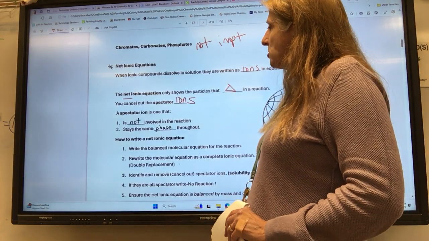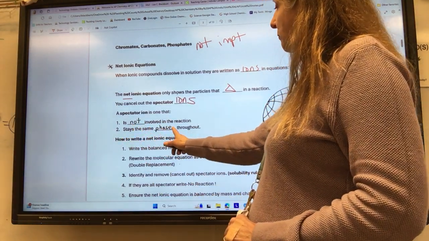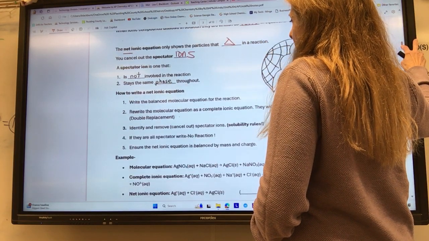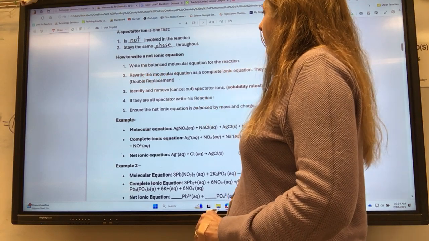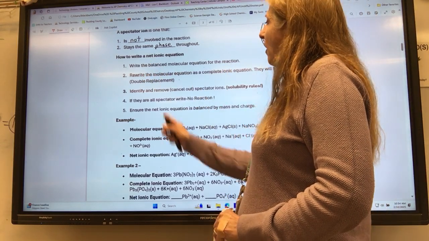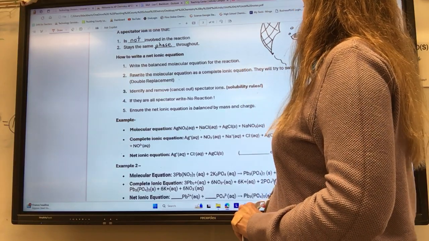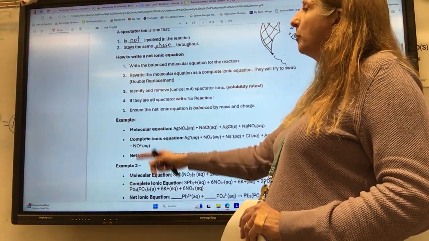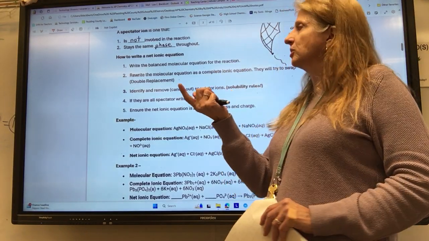So a spectator ion is not involved in the reaction, and it will stay the same phase throughout, usually an ion floating around in a beaker of water. Okay. Now, how do you do this? First, you write the balanced regular molecular equation. Then you rewrite it where anything's an ion, you divide them up into ions. They will try to swap in a double replacement reaction. Remember that one where the cations and the anions swap?